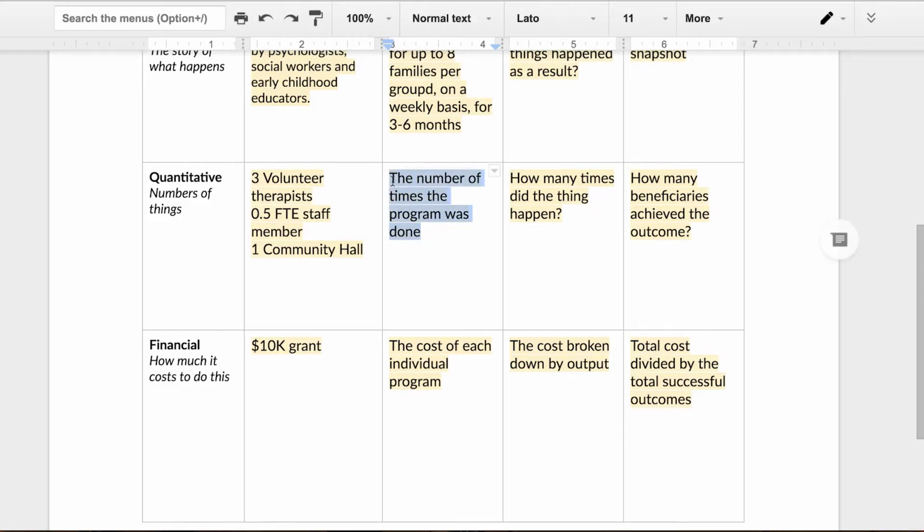It really is as simple as the number. So how many of those programs are we running? In this case, 10 programs is what we're going to pop in the box. 10 programs. Done. Next, the money.